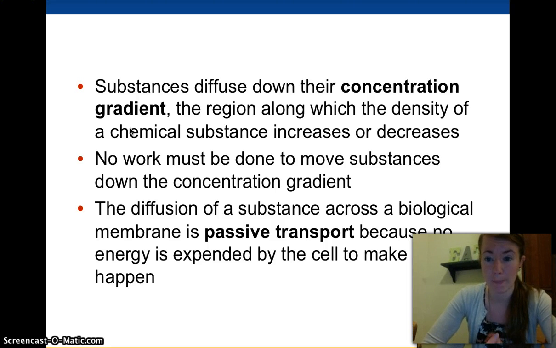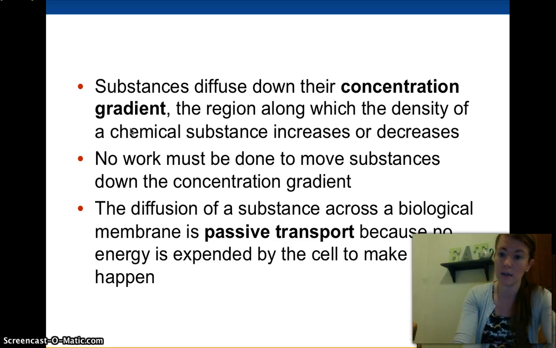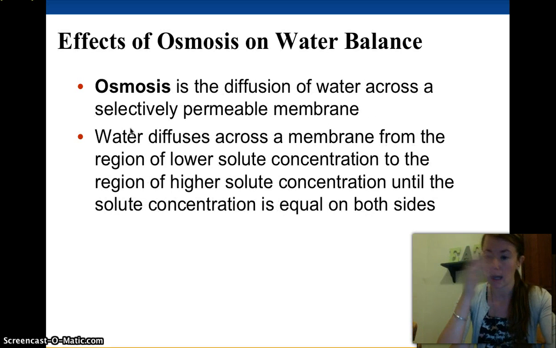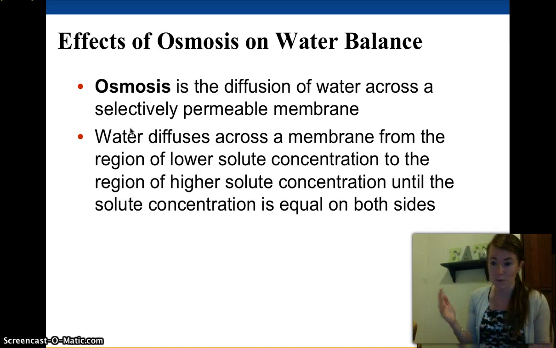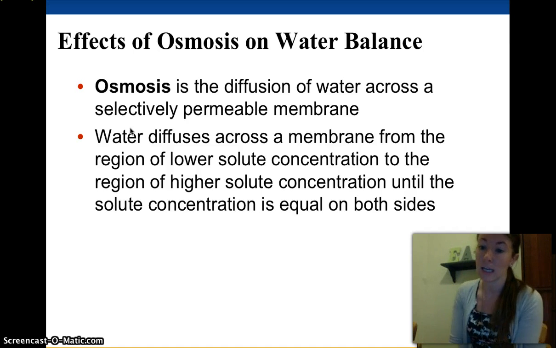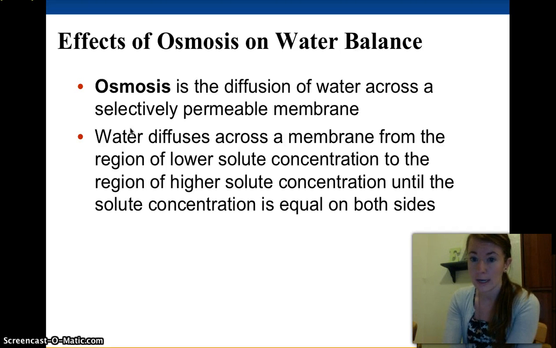And like I said, we call this passive transport because we're not putting in any energy for it to happen. It's just passively happening. It just happens on its own. No big deal. Passive transport. One very specific kind of diffusion is osmosis. And water is the only kind of substance that has its own definition for diffusion, and that's what it is. Diffusion, or osmosis, is the diffusion of water molecules across a selectively permeable membrane.